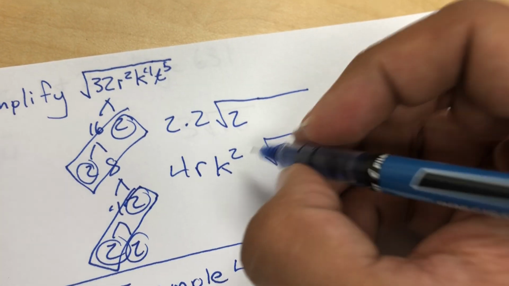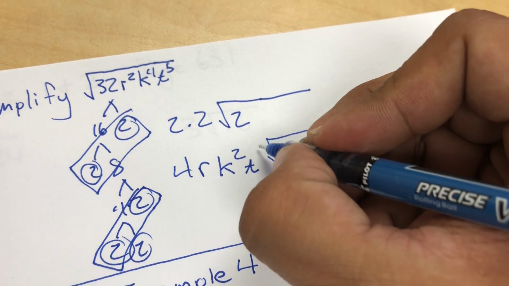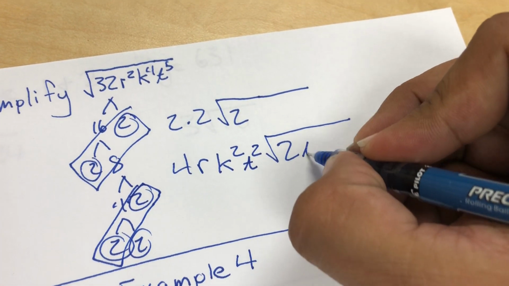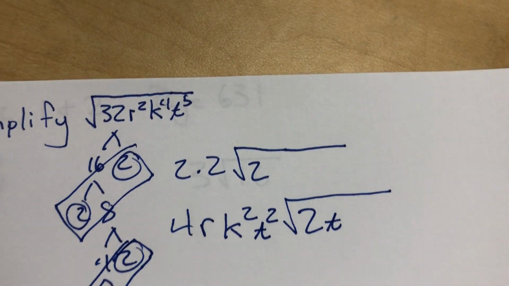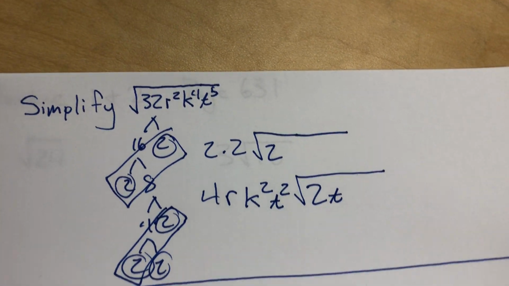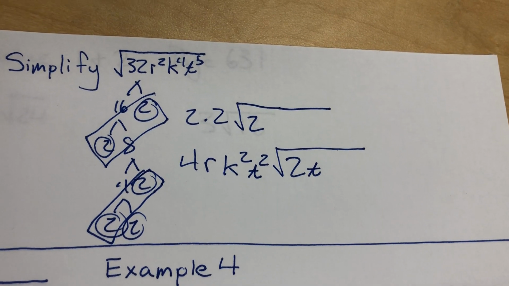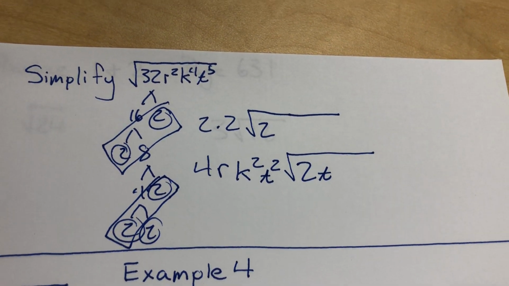t to the 5 is t to the 2 with a remainder of 1. And that's my final answer. Much quicker, much less mess. Too much mess, you can make a problem more difficult. This is actually very simple.